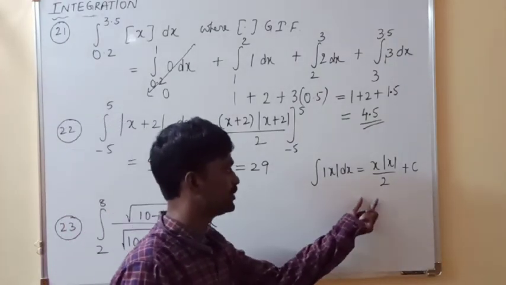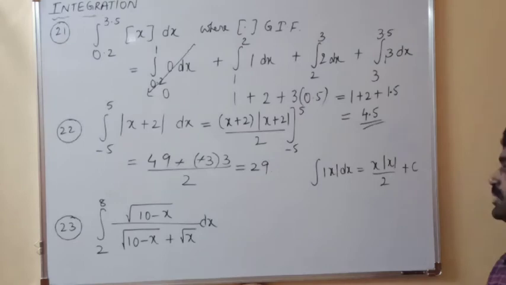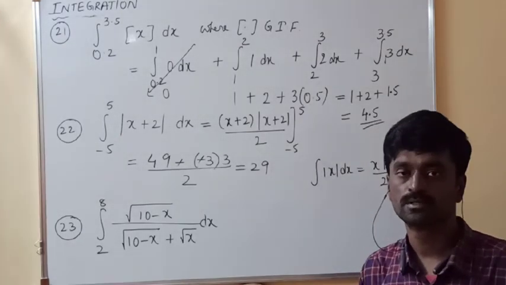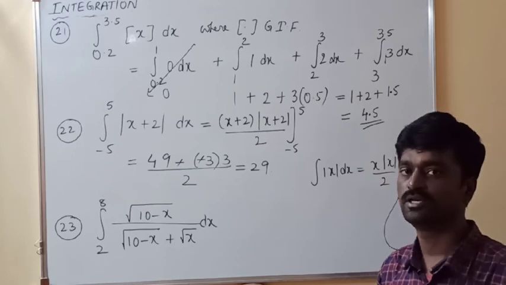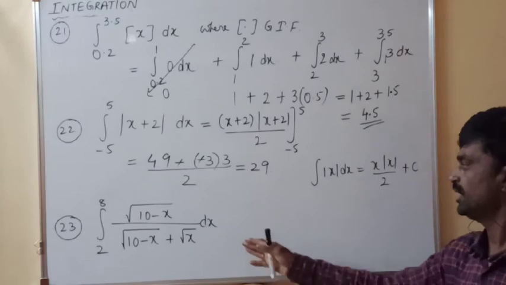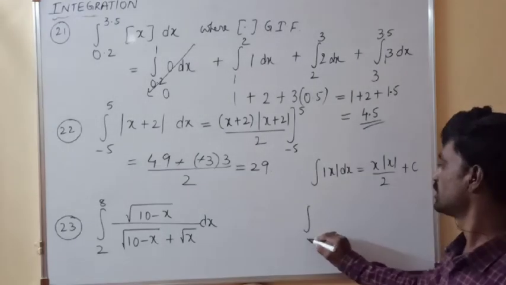So if you are able to remember this formula, no need to split, directly answer we got now. Next, 23rd. I gave already a shortcut formula for this. Once you go through that video, definite integration short tricks part 2, in that part I explained this shortcut. So what is the shortcut formula?